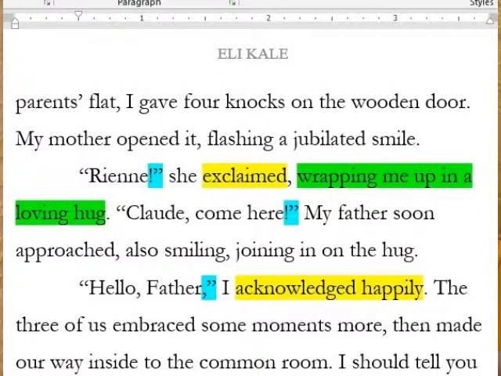A dialogue tag is basically the verb that you use with the dialogue, meaning instead of saying she said or he said all the time, you would throw something else in there. So in this case, you can see the first one, she exclaimed. That's a dialogue tag. A dialogue beat is something that maybe describes this part in the dialogue, or just something that happens between words that are spoken by the characters. So in the green you can see wrapping me up in a loving hug. That's a dialogue beat because in this case it's happening at the same time as the dialogue tag.